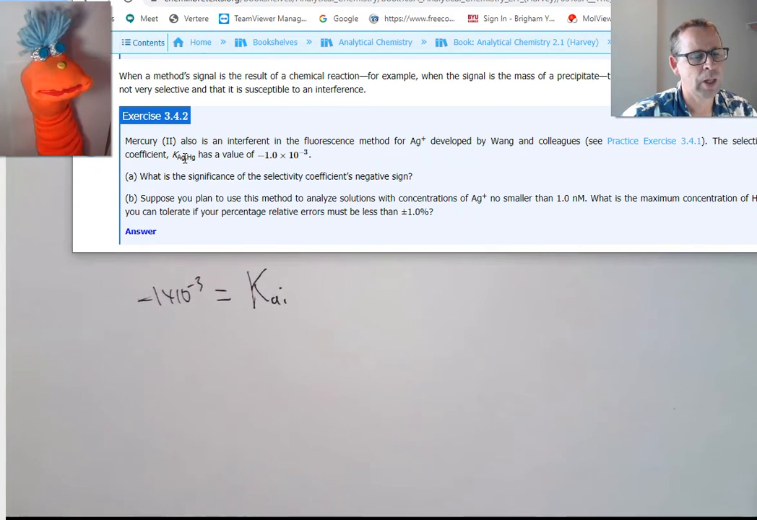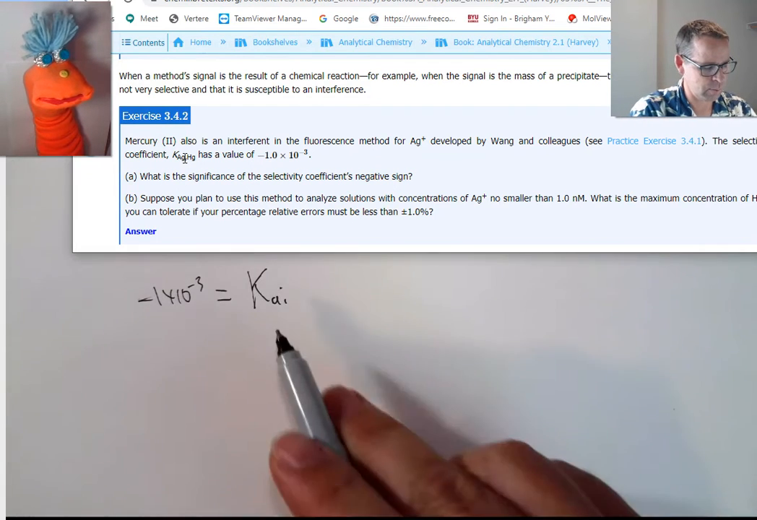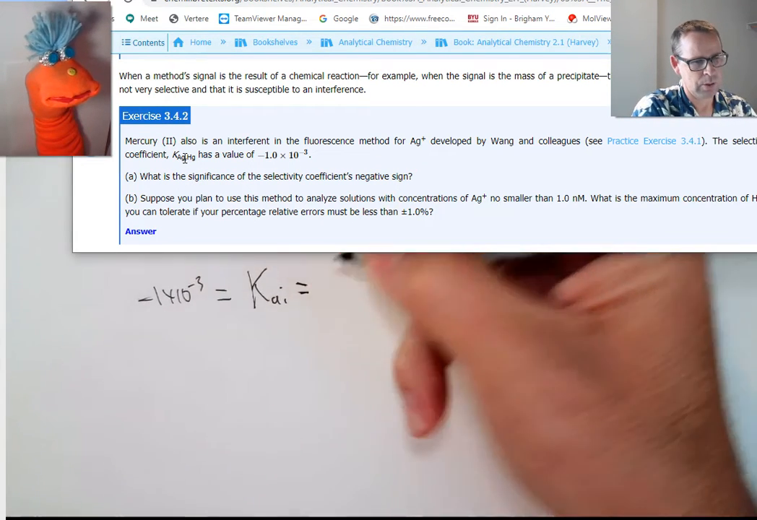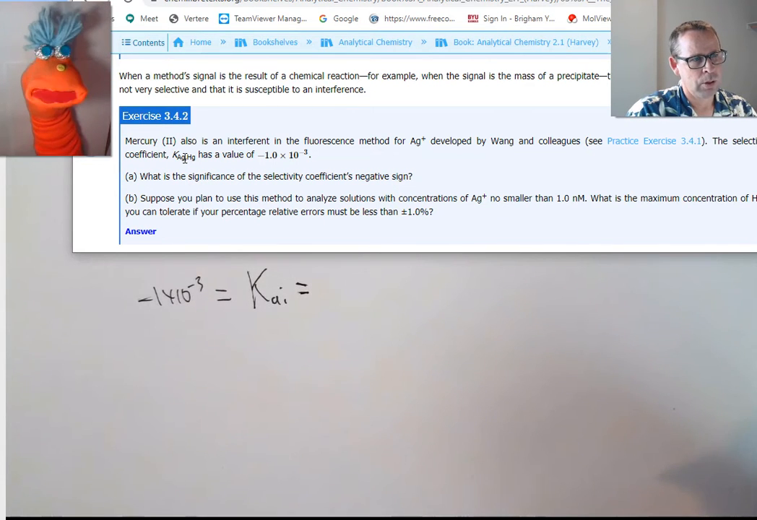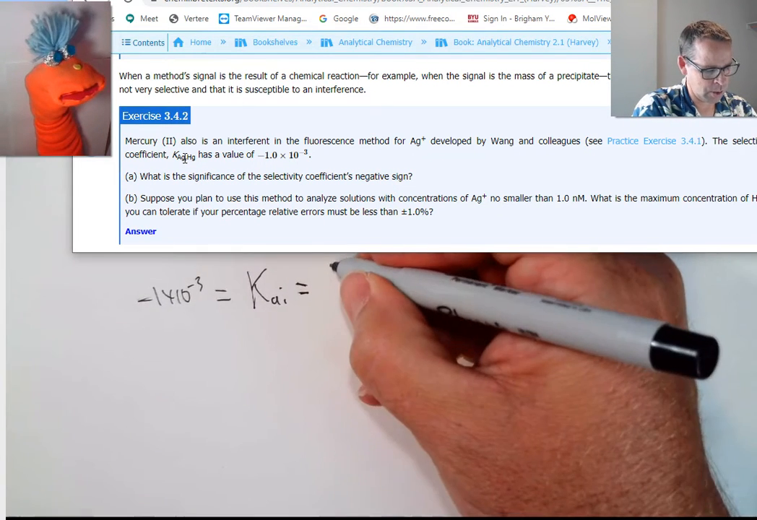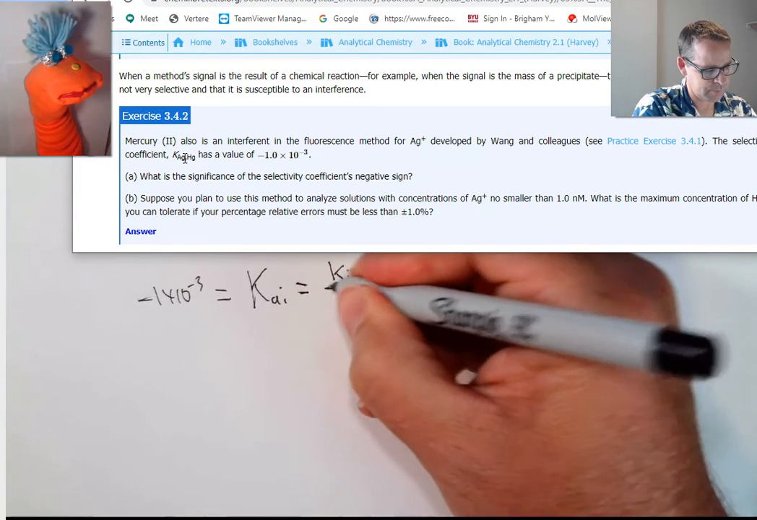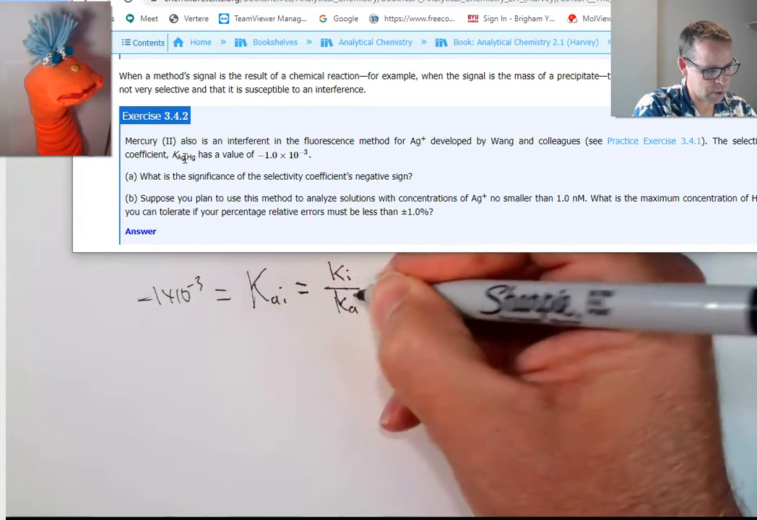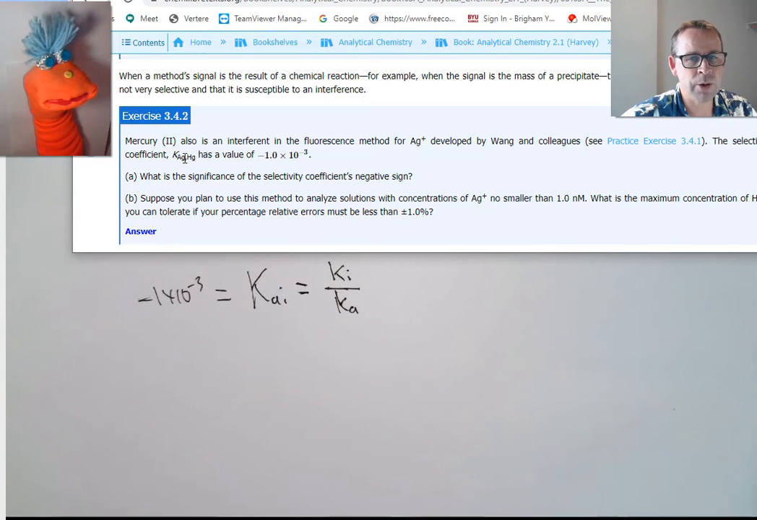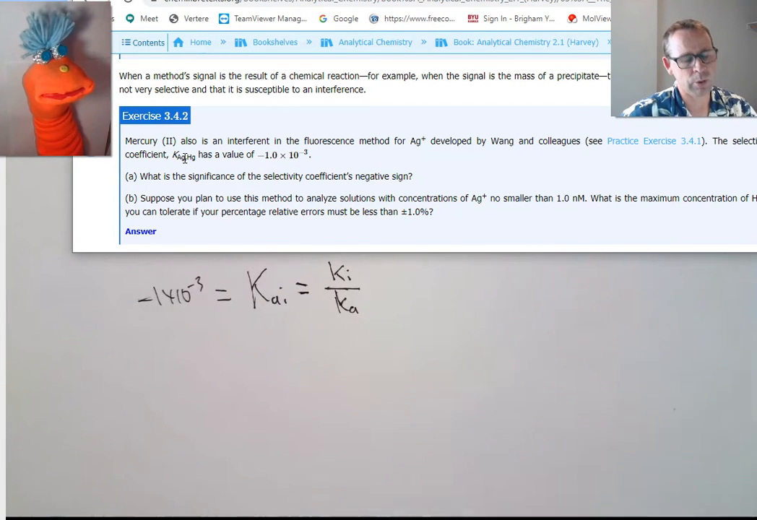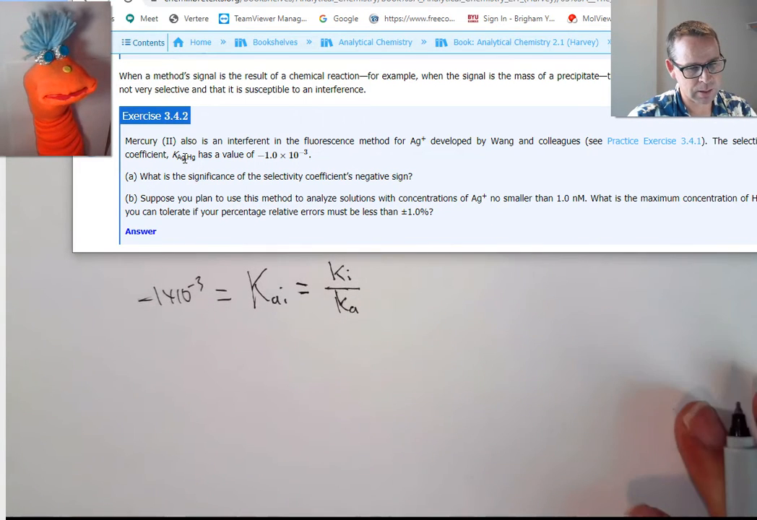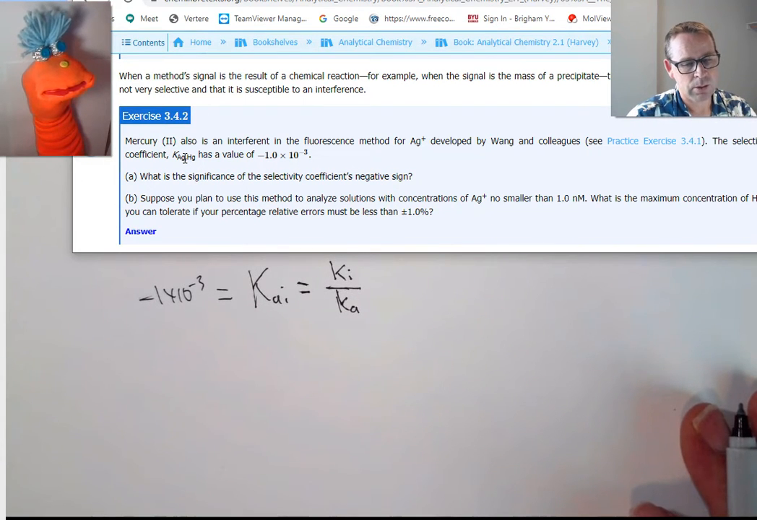Right? Yeah. And in terms of activity, in terms of proportionality constants, what is KAI equal to? It equals KI, little ki. Very good, over Ka. Very good. The proportionality constant for the interferent divided by the proportionality constant for the analyte. All right. Excellent.